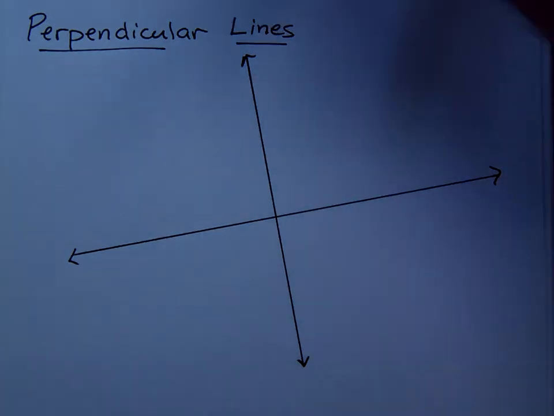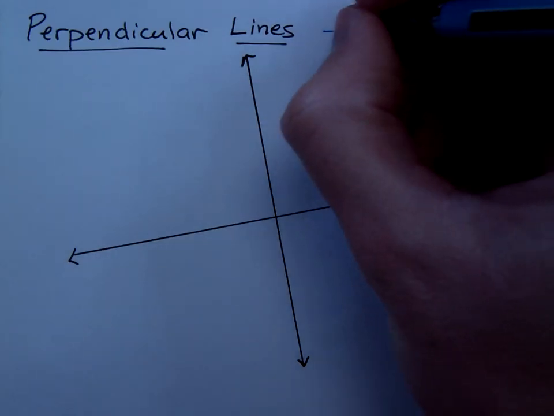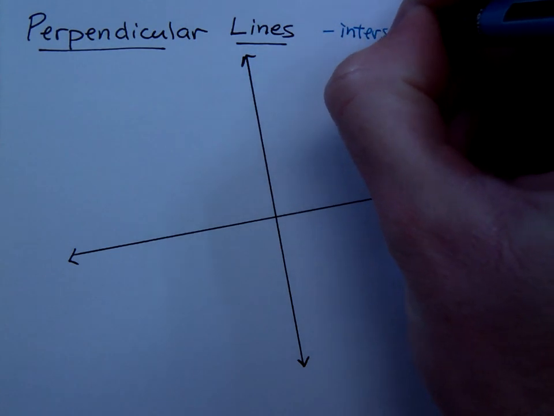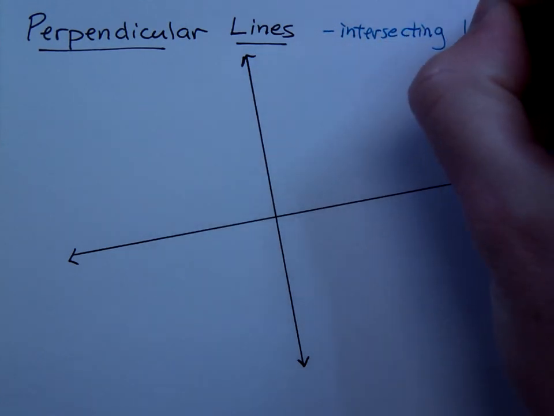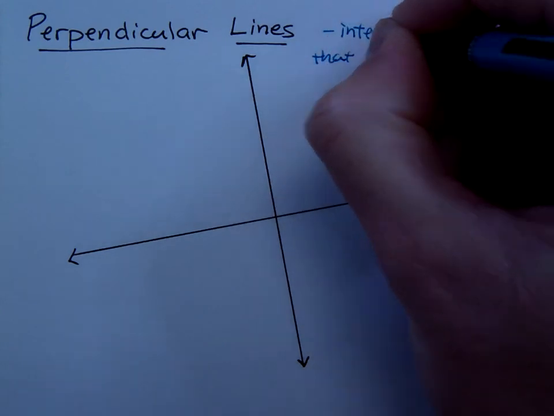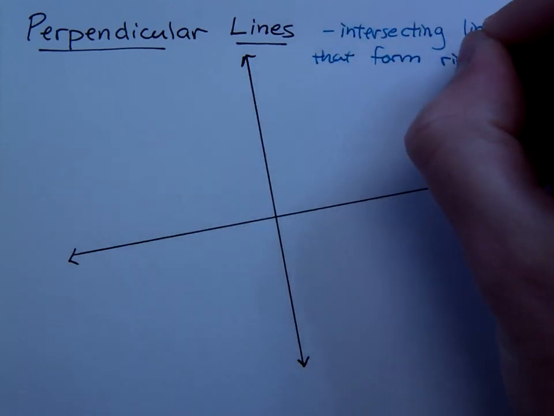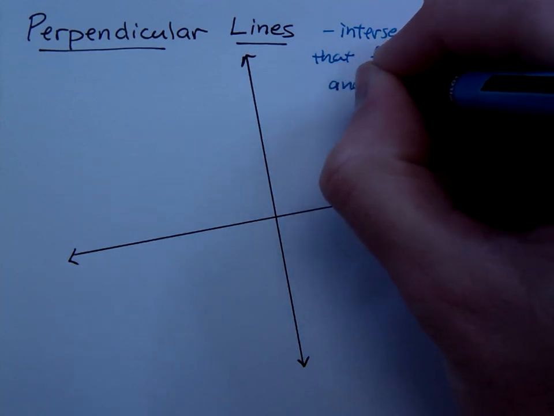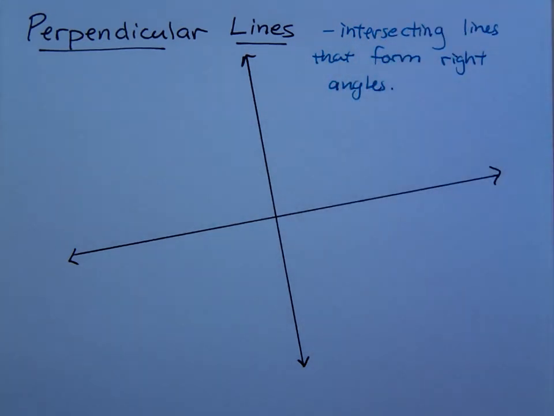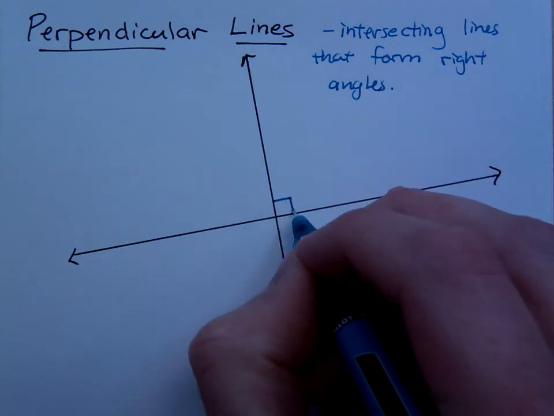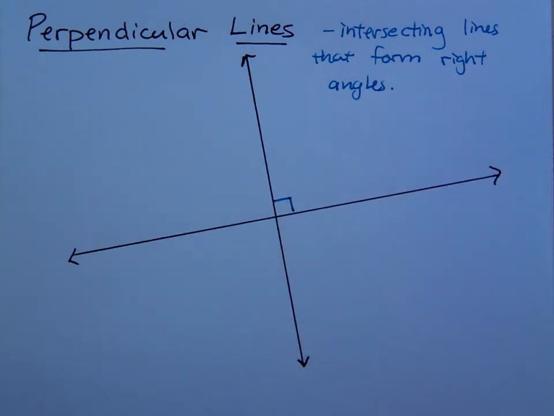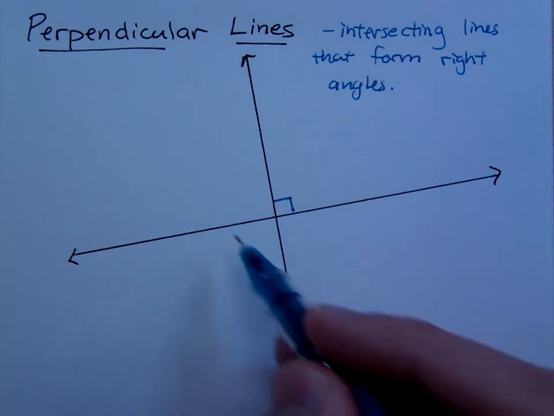Okay. So perpendicular lines. These are intersecting lines that form right angles. And what's a right angle? It's an angle. What is your problem, Gabby? A right angle is an angle whose measure is what? It's 90 degrees. Do y'all agree? So this has 4 90-degree angles.